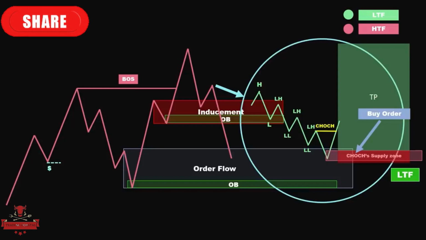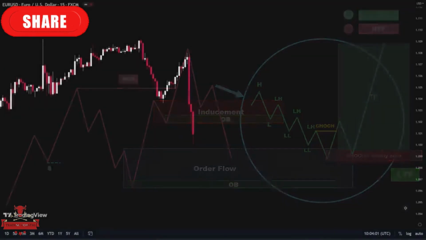As for the take profit level, we have the option to target either the most recent unmitigated supply zone or the swing high. By following this trading strategy, we aim to capitalize on the bullish order flow and maximize our potential profits while effectively managing risk. Let's go ahead and see a real example.